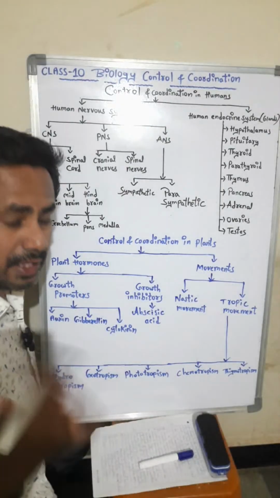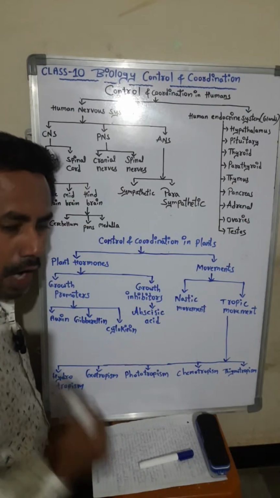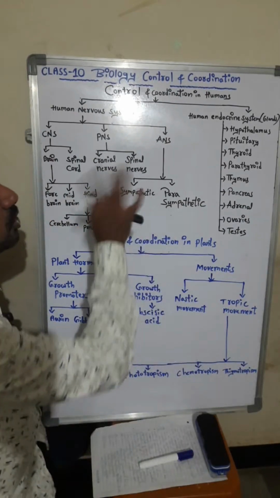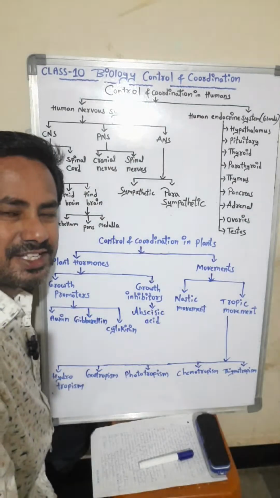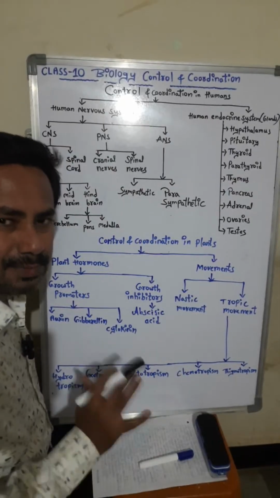So many things human beings are doing. Not only human beings, so many animals are also doing. So how is it possible? That is because of control and coordination, students. That is the chapter. Okay, a concept map is there. Let's begin today's session.